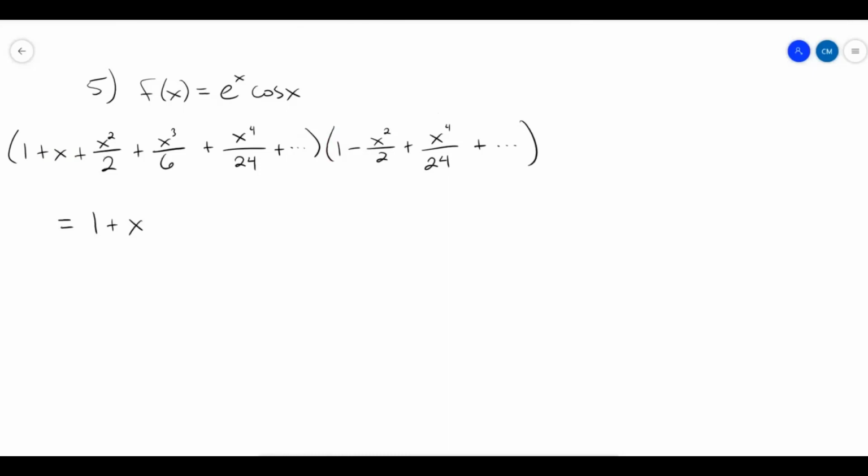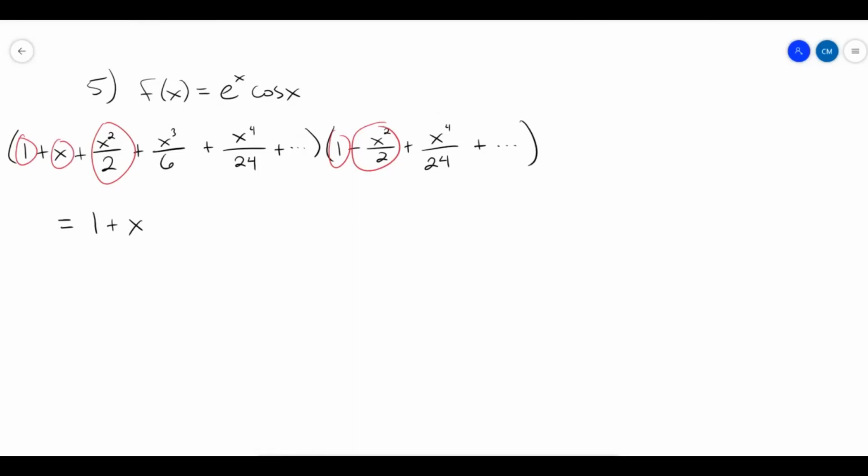Now I look for second power terms. Am I going to get any second power terms? If you look at it, I am going to get more than 1, in fact, right? I'm going to get a second power term by multiplying that and that, right? And I'm going to get another second power term by multiplying that and that. Any other second power terms?